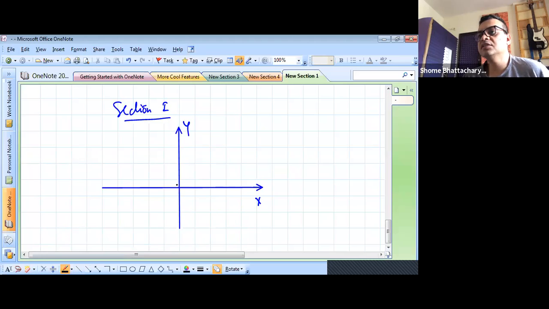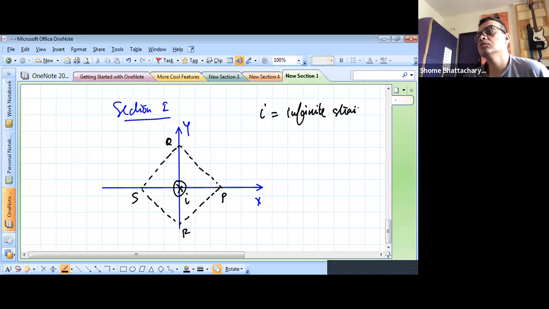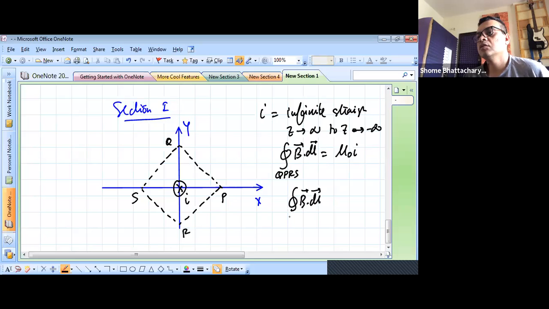now again you use superposition. If you had a straight current going down the z axis, okay, like this, and then you are doing integral B dot dl along a closed path like this. So suppose we had this. Okay, if it was an infinite straight conductor from z plus infinity to z minus infinity, then your integral B dot dl over QPRS would have been mu naught I. Okay, so your integral B dot dl from only Q to P by symmetry would have been 1/4 of mu naught I.